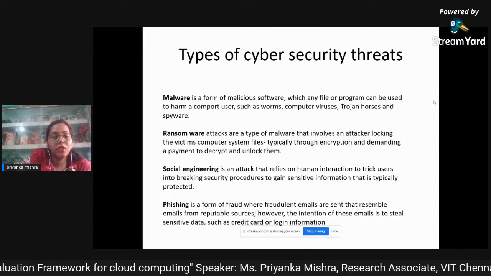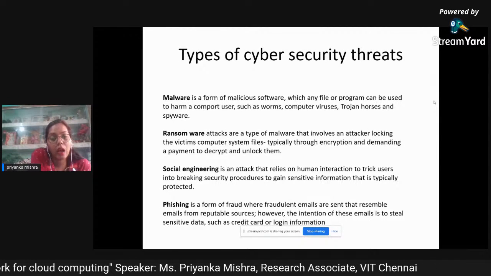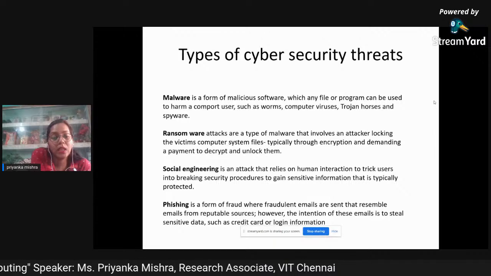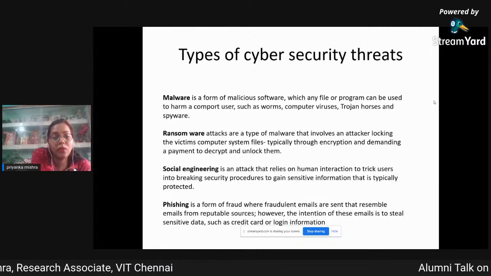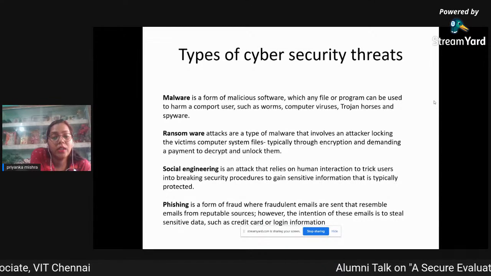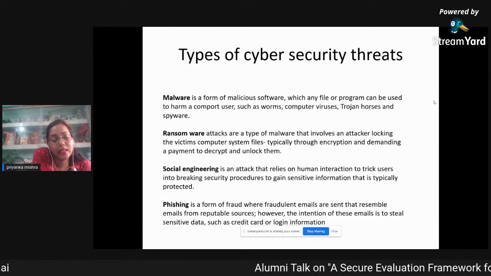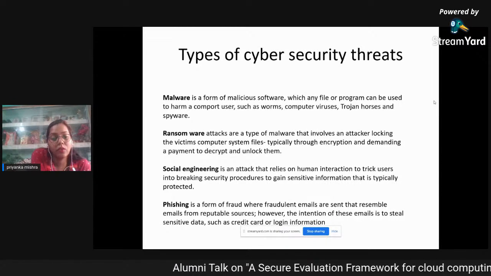So phishing is a form of fraud where fraudulent emails are sent that resemble emails from reputed sources, mostly sent to internet users. However, the intention of these emails is to steal sensitive data such as credit card and login information.